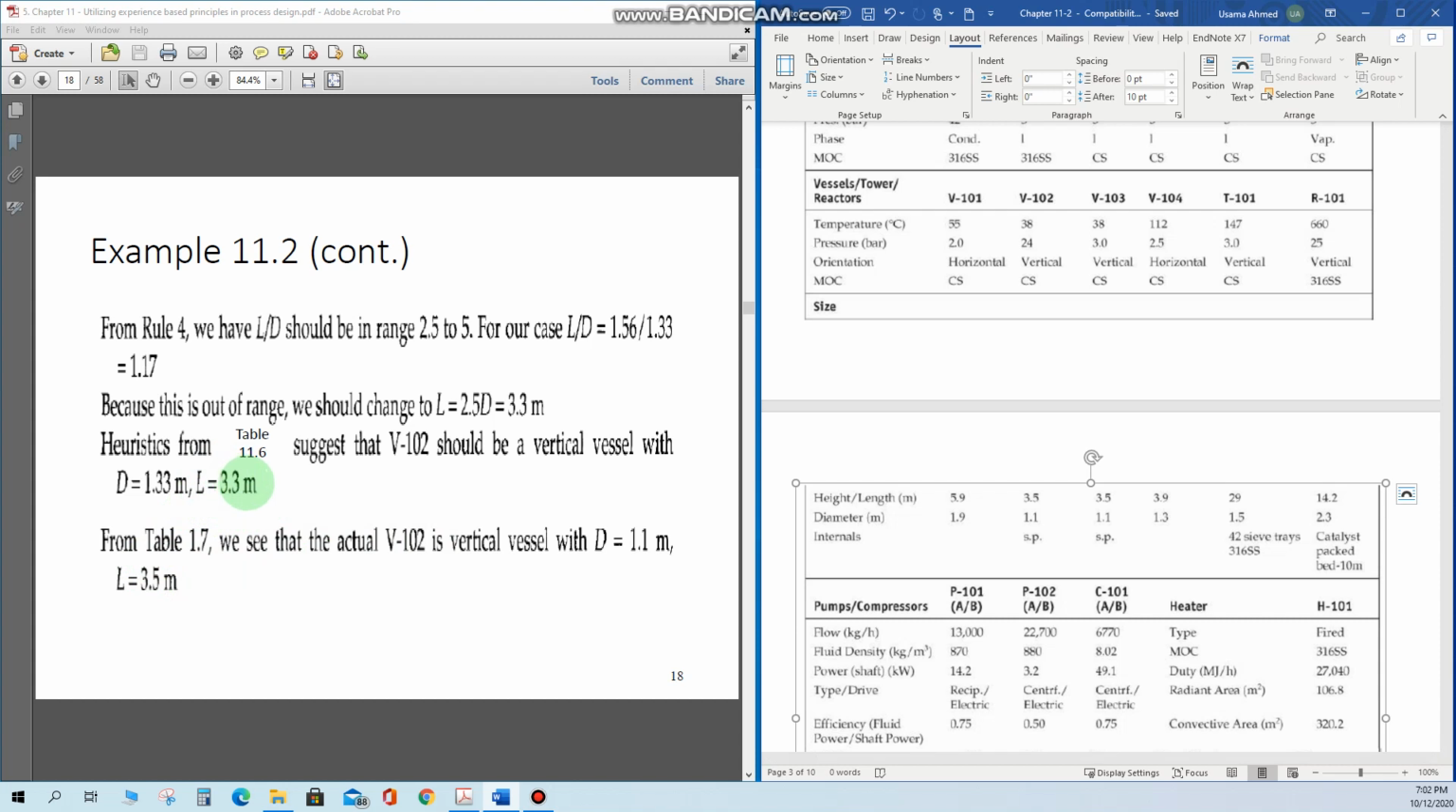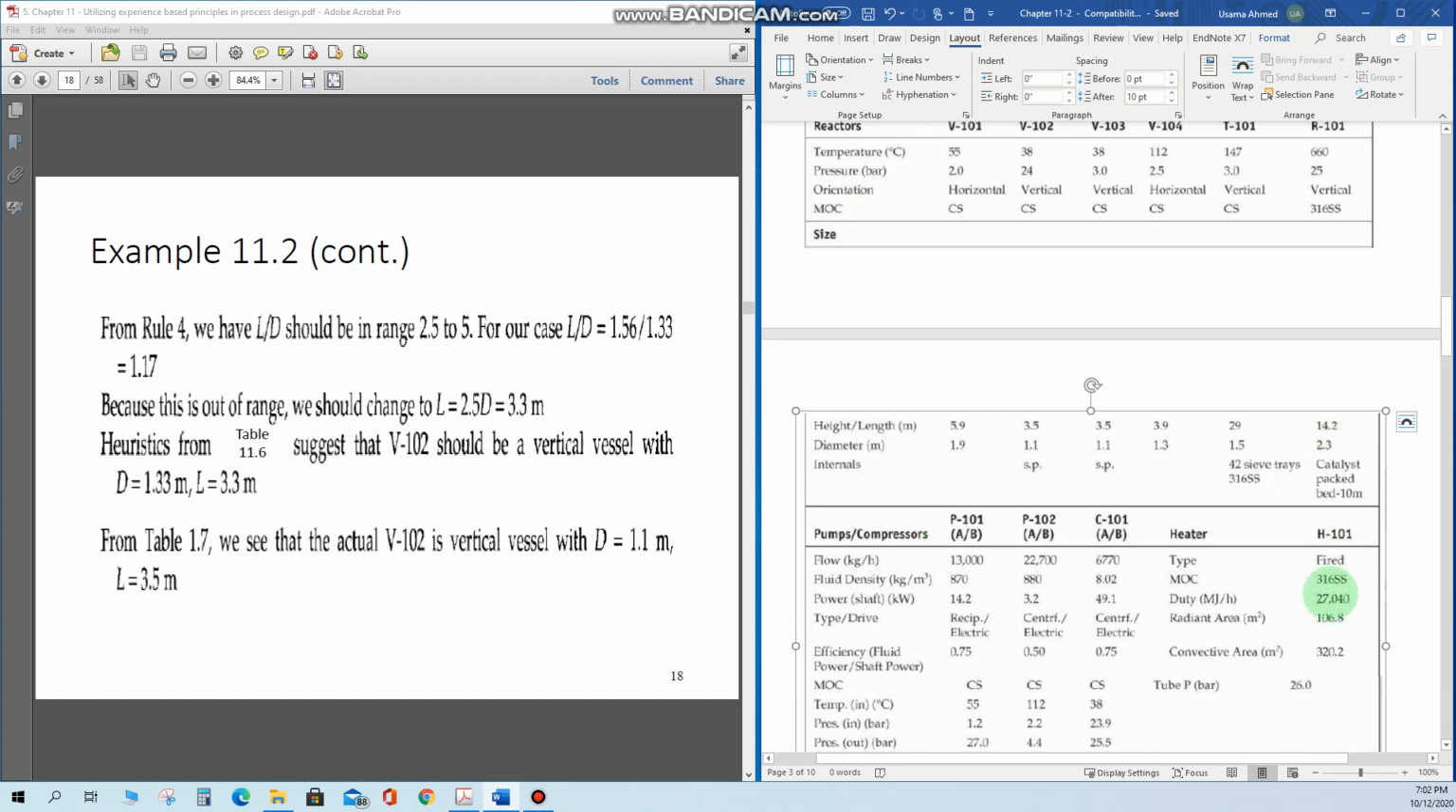So now you can see how close the values we get for the length and the diameter directly by using the heuristics, and then we can compare the heuristics values with the actual data from the plant, and we see that these values are very close to the actual values. So this is one of the major advantages of using heuristics, that we can use shortcut techniques to get valuable information about the equipment or for different processes.